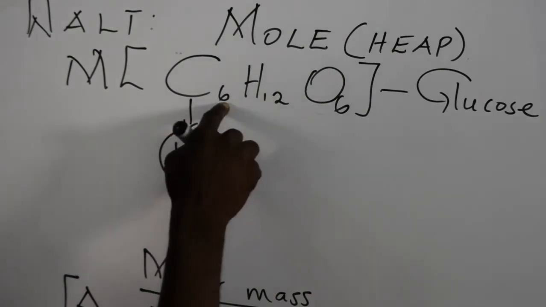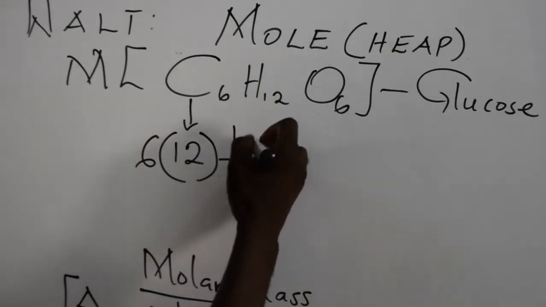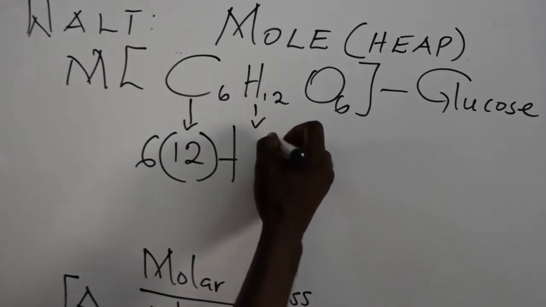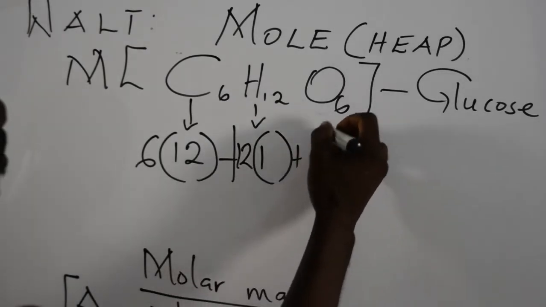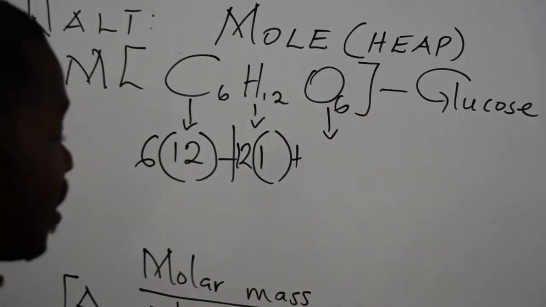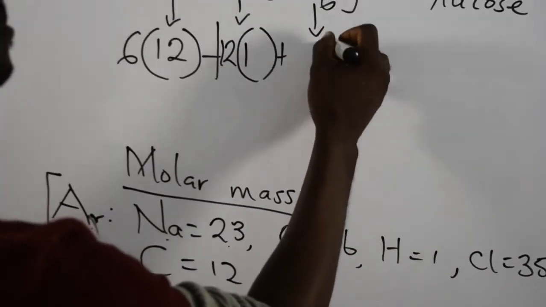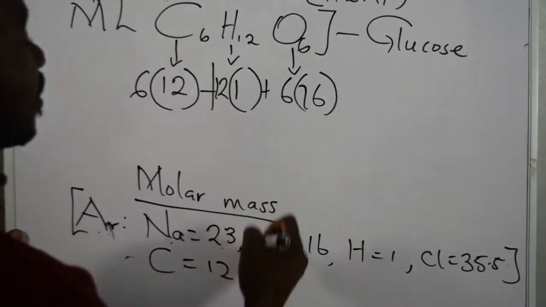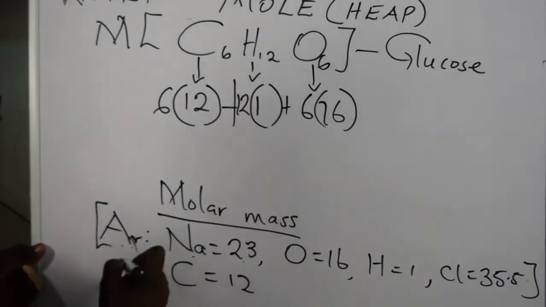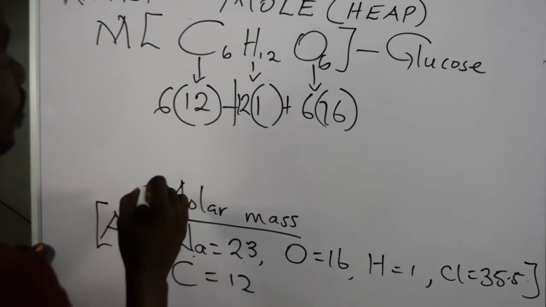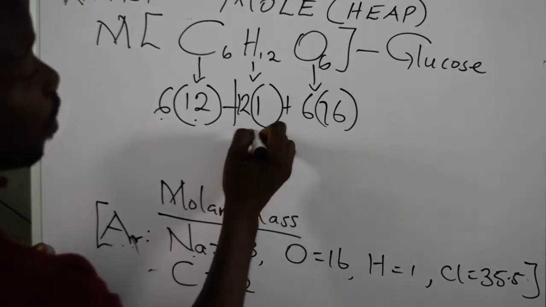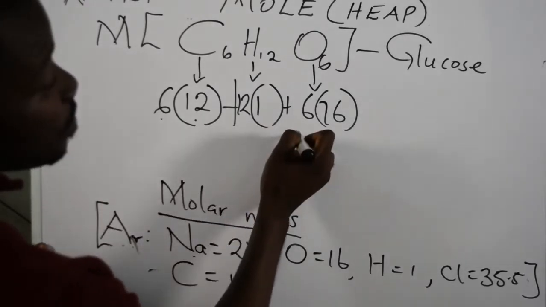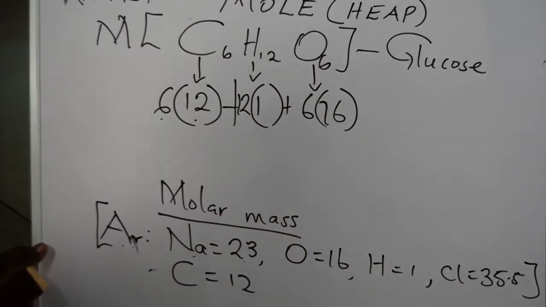And how many hydrogen atoms are here? 12. How many carbon atoms? 6. So 6 times 12, plus hydrogen is 1, how many are here? 12, plus oxygen is 16. How many oxygen atoms are here? 6. So what I want you to do is multiply 6 by 12, and then add 12, and then add 6 by 16. Let me see.